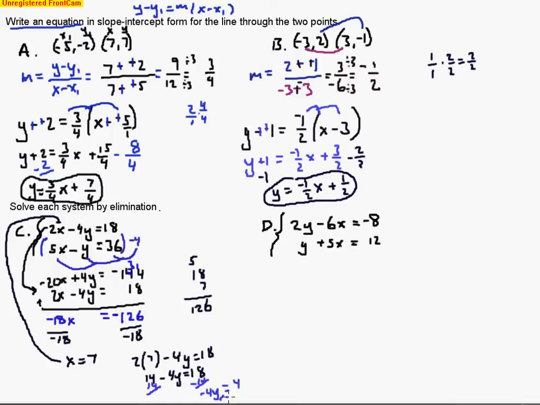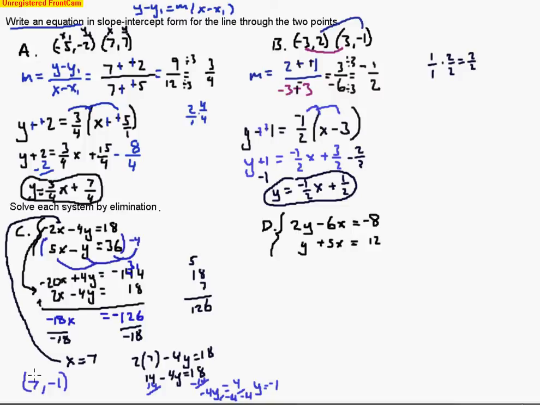So negative 4y equals 4. Divide by negative 4, and we've got our answer. So y is going to be negative 1. And so just a positive 4 over a negative 4 made that negative 1. And so there's our answer, 7, negative 1.